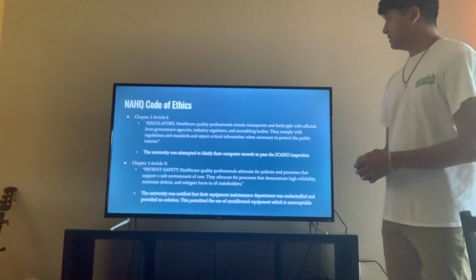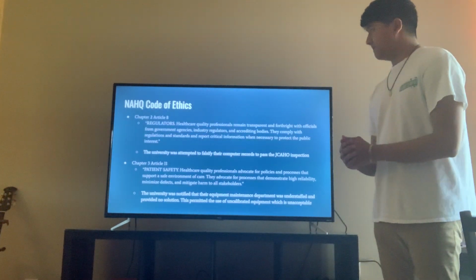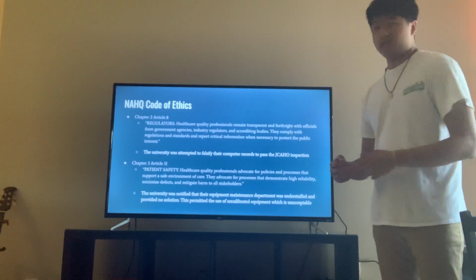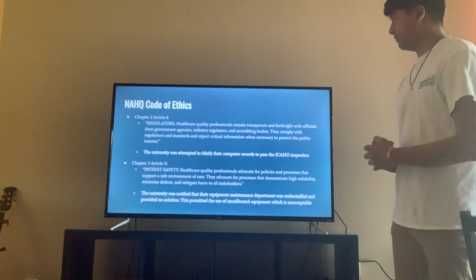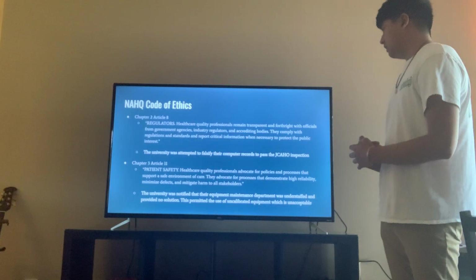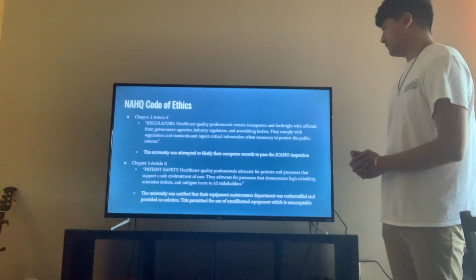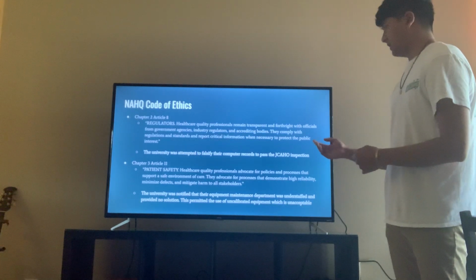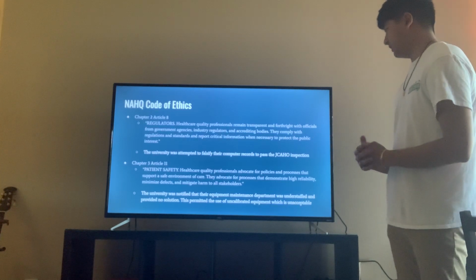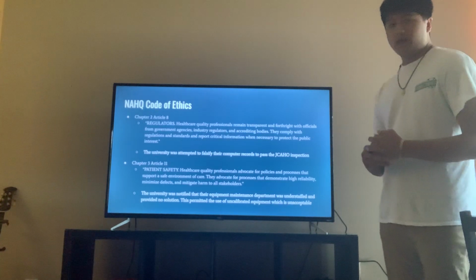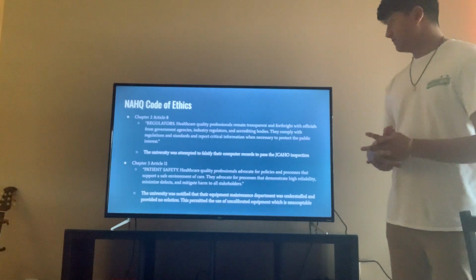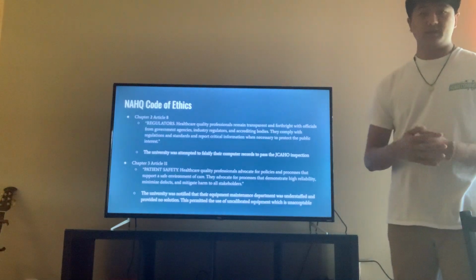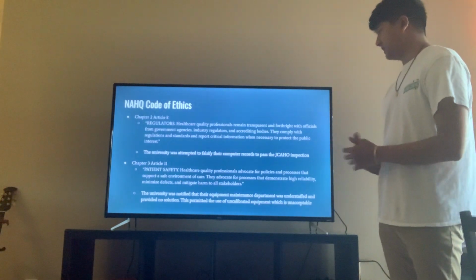I'm going to analyze 2 violations that the university committed. So Chapter 2, Article 8 of the NAHQ Code of Ethics states that healthcare quality professionals remain transparent and forthright with officials from government agencies, industry regulators, and accrediting bodies. They comply with regulations and standards and report critical information when necessary to protect the public interest. And the university was in violation of this because they attempted to falsify those computer records in order to pass the JCAHO inspection.